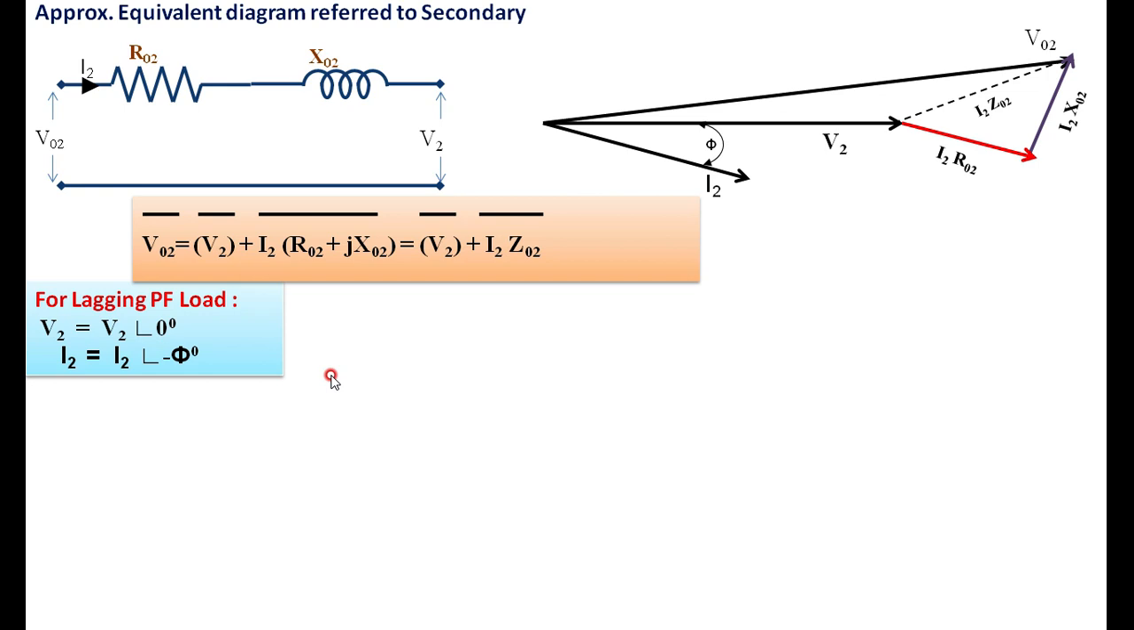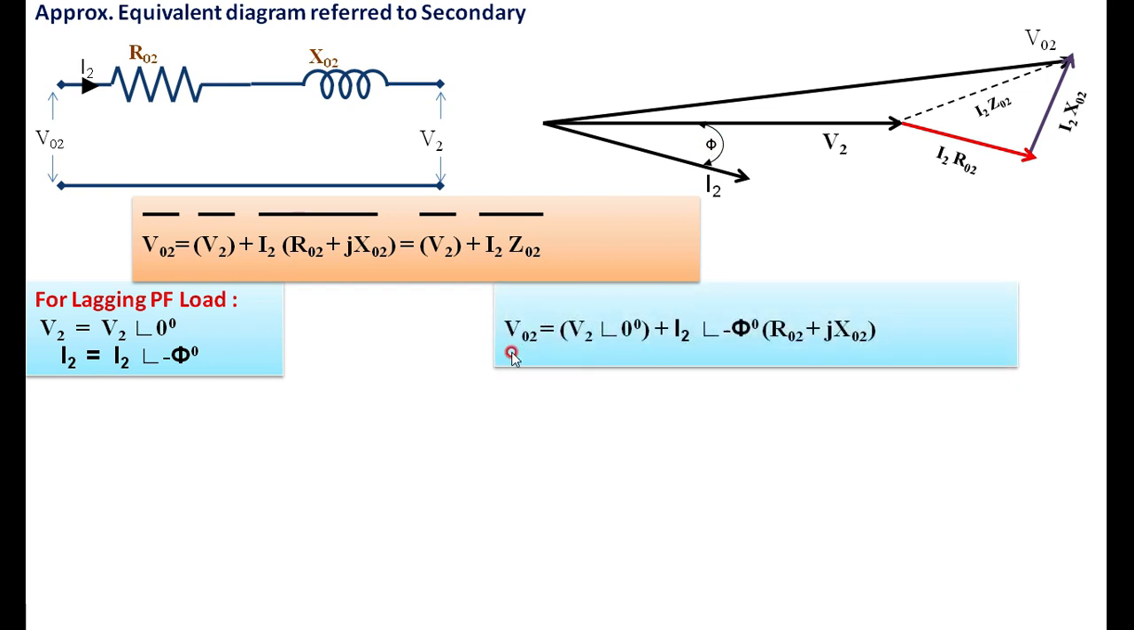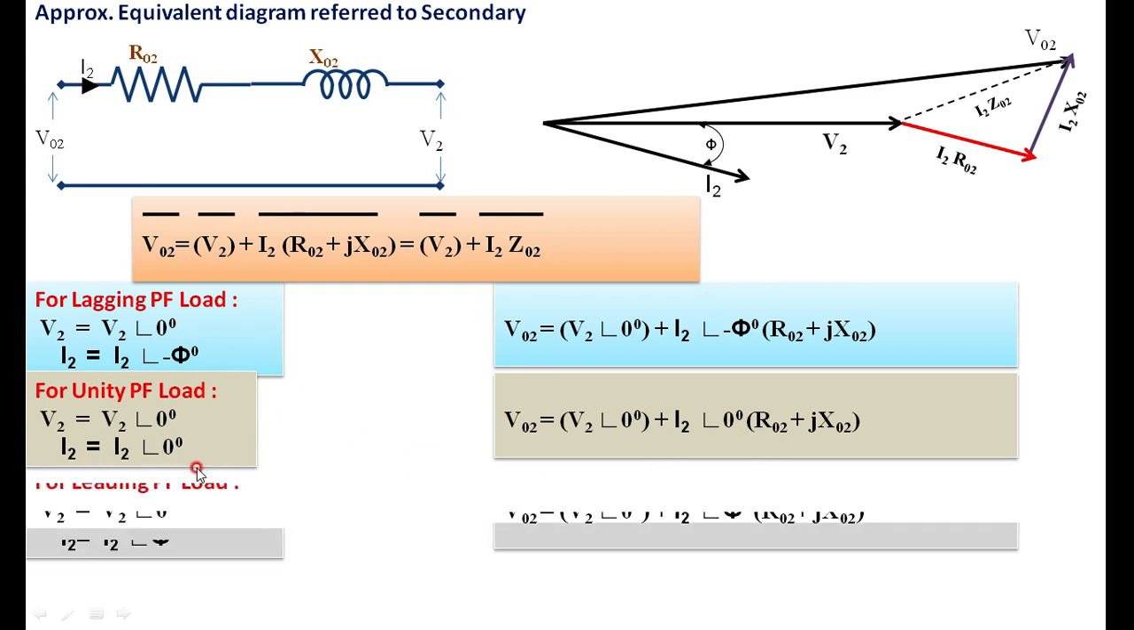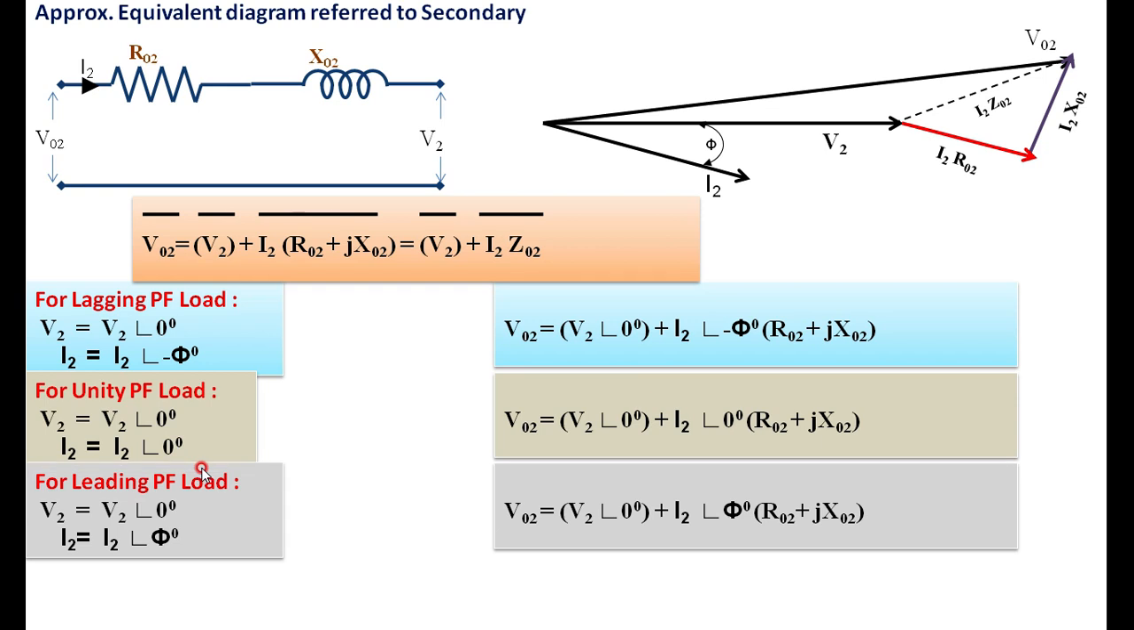And for the different power factors, V2 is taken as the reference. For lagging power factor, you have to take it as -φ. For leading power factor, you have to take it as +φ. Then φ is equal to 0 for unity power factor. The same thing is explained here. V2 is at an angle of 0 degrees, and -φ because it is a lagging power factor. Then for unity power factor, the value of φ is 0. Therefore, substituting the values, what I am getting here. Then similarly, I have got for a leading power factor, that is I2 at +φ.